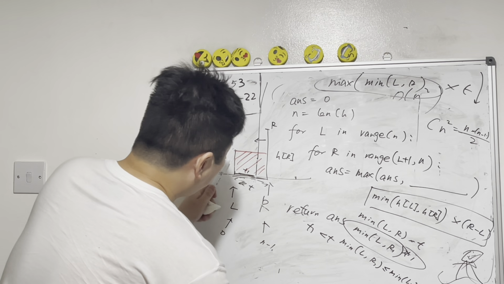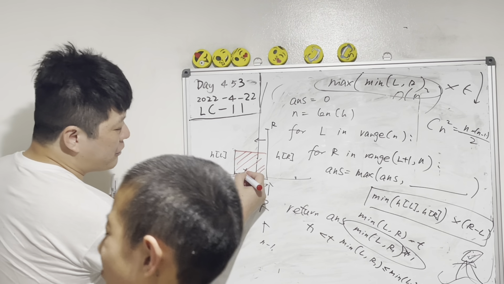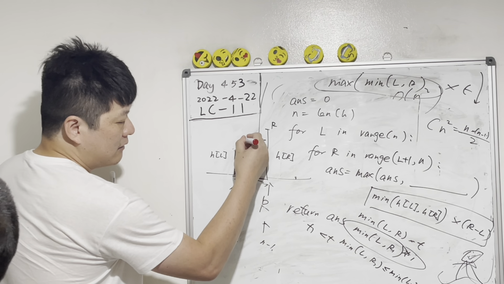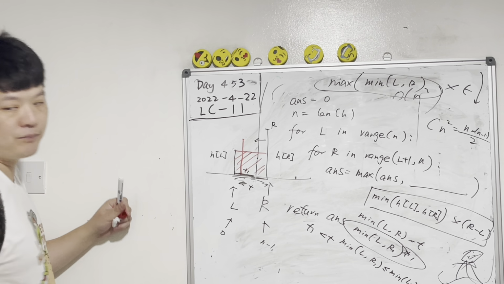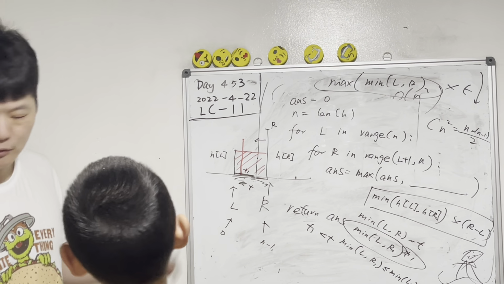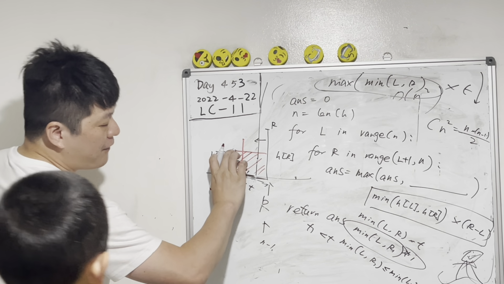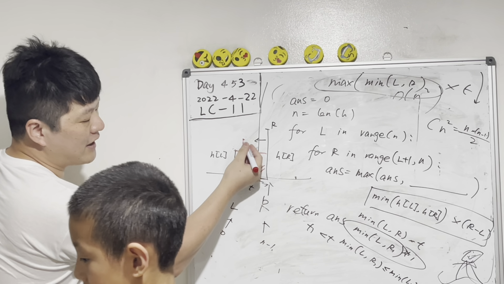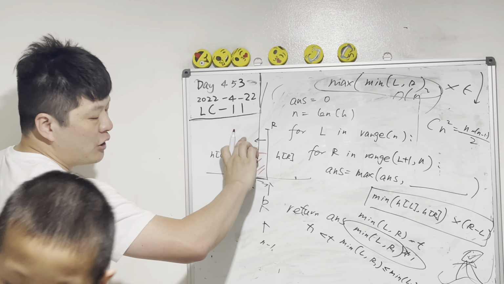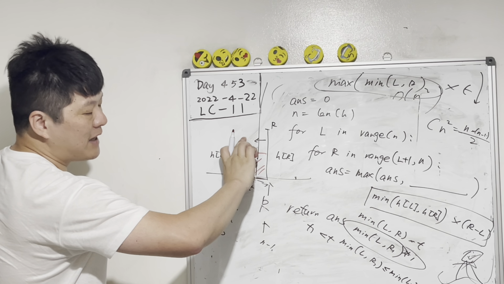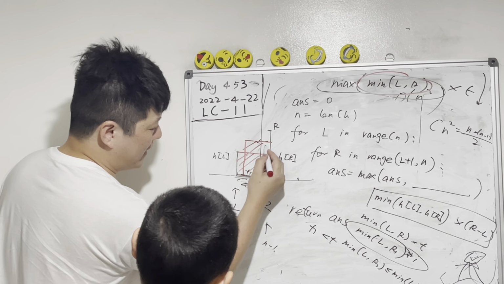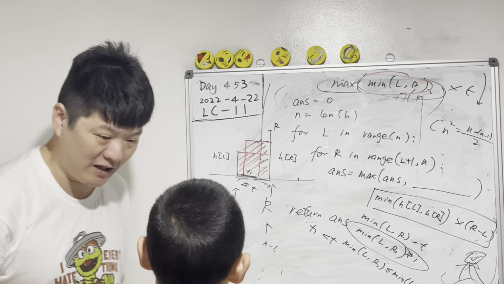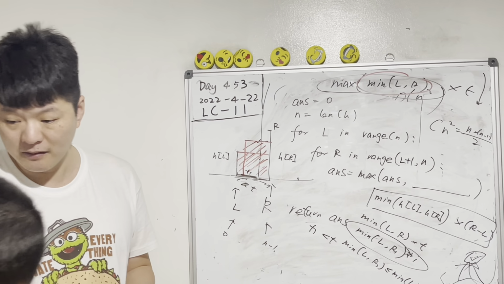By moving the left to the right, what will happen? We could get something like that, right? If I move the left to the right, I could find something here. And then which is longer? How does that matter? The volume will be potentially bigger. Do you get it?